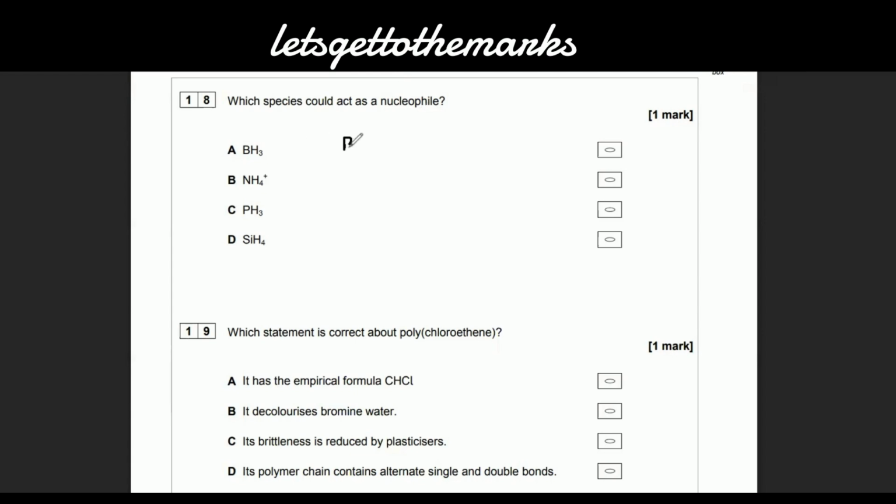So if we look at boron, it's trigonal planar. It's in group 3. The way you can see it is all of its electrons are tied up in bonds with the hydrogen.